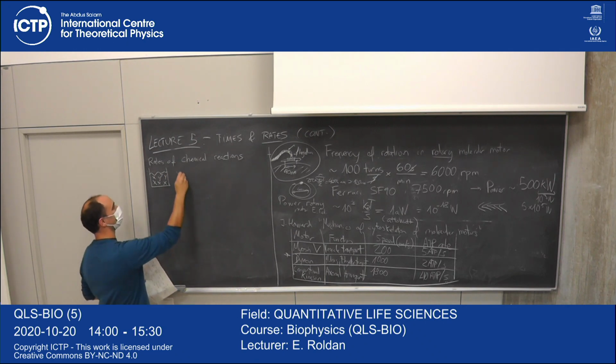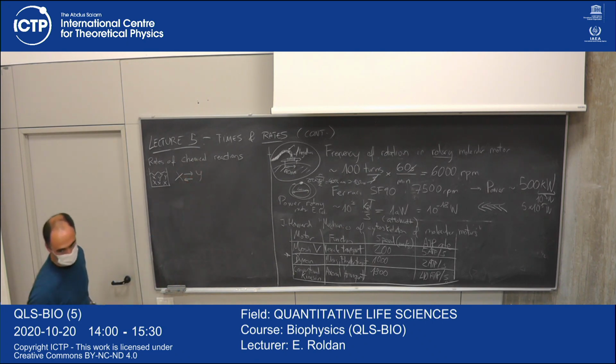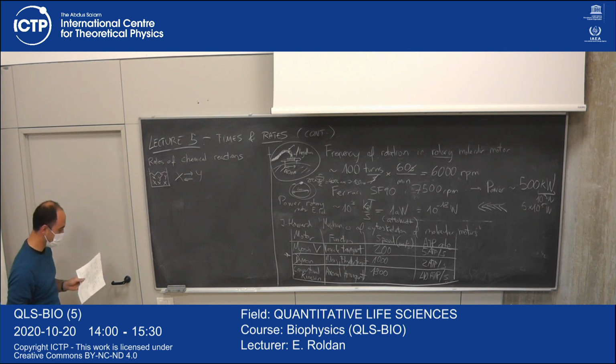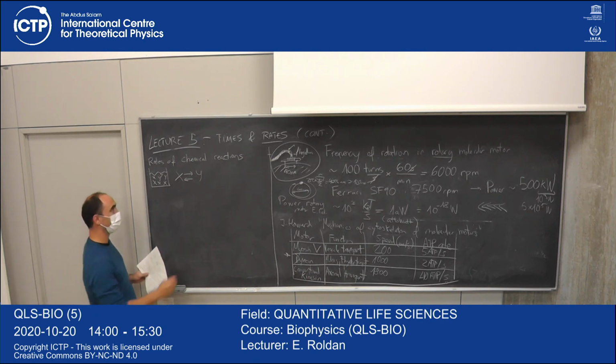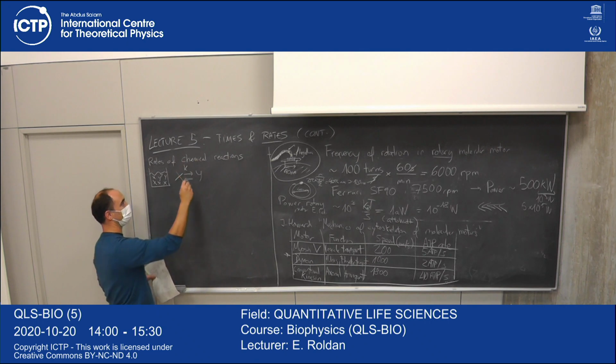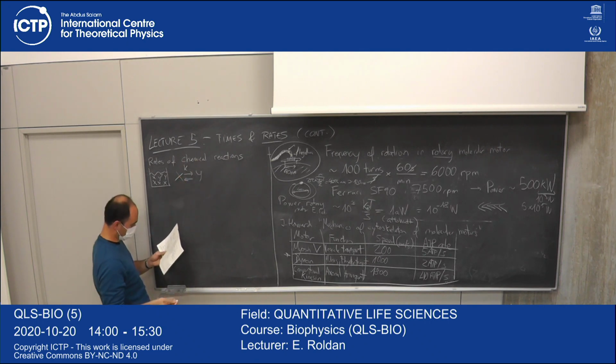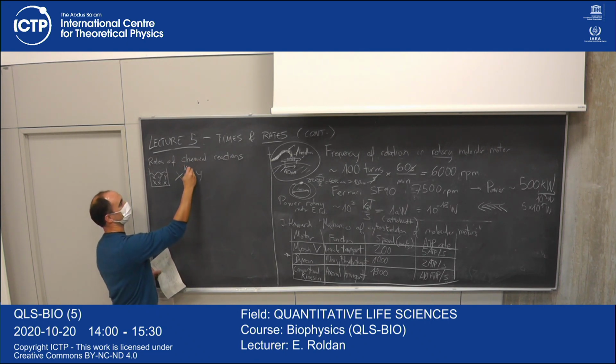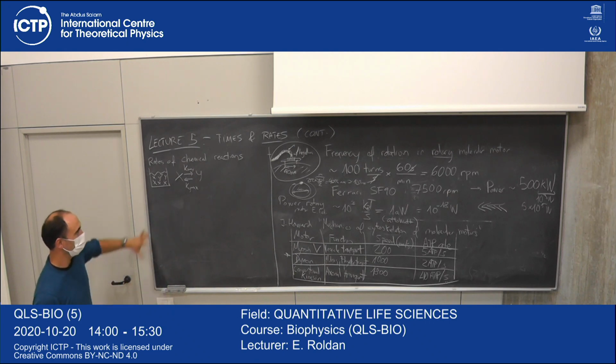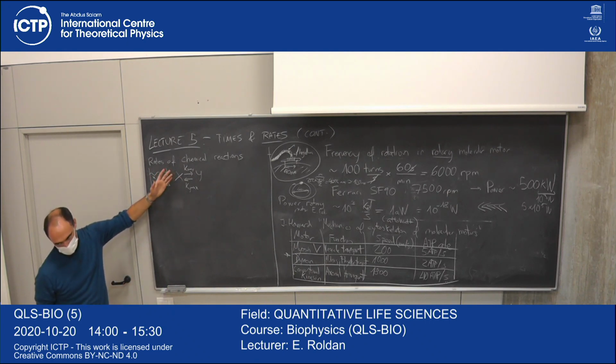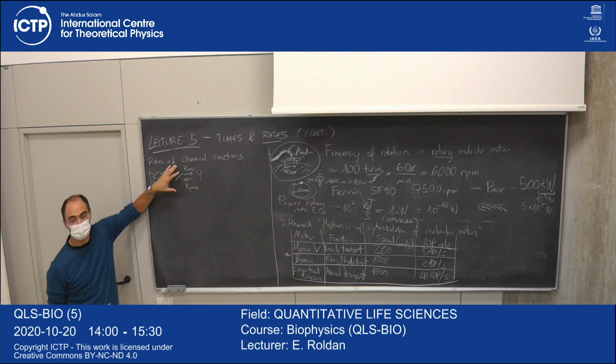So X can become a Y, and also Y can become an X. And this happens at a given rate. The rate, I call it K. I can call it K X to Y, and K Y to X. Rates will be very important in my course later. So what you need to know is rate means transitions per unit time.